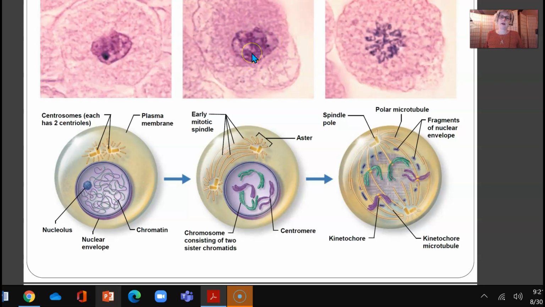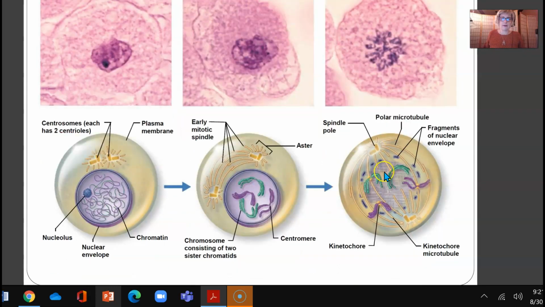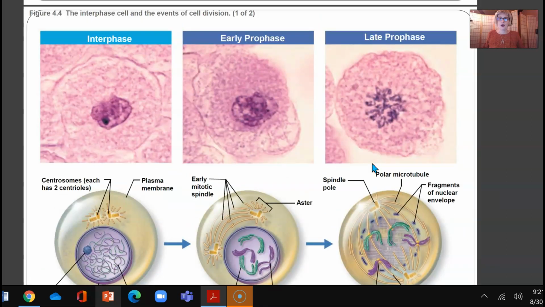Then what? In late prophase, we no longer see the nuclear envelope. It is gone, and we definitely visibly see the chromosomes. In late prophase, you'll start to see the spindle forming. So what are the highlights? In early prophase, the nucleolus disappears, the nuclear envelope disappears, chromatin becomes chromosomes. In late prophase, the nuclear envelope is gone and the chromosomes are visible, and the spindle starts to form. Okay, let's go to the next slide, and this shows you interphase.